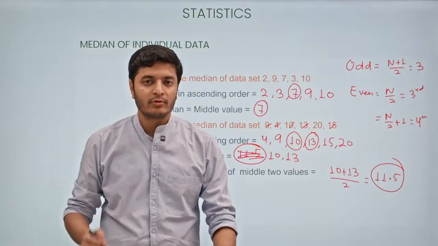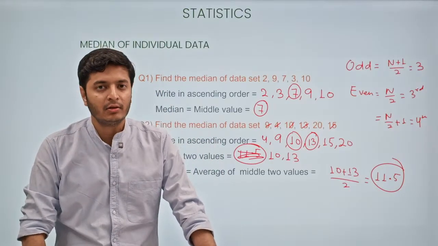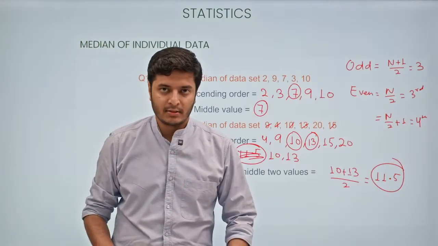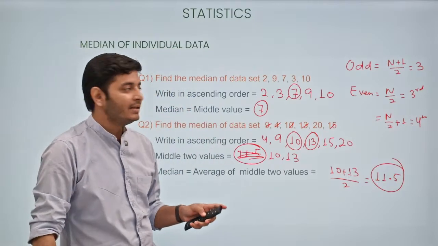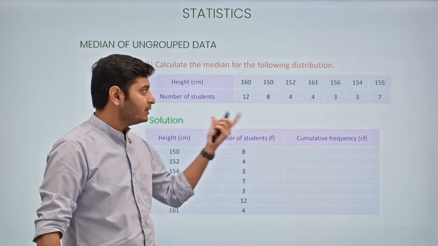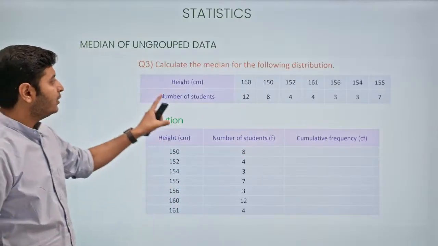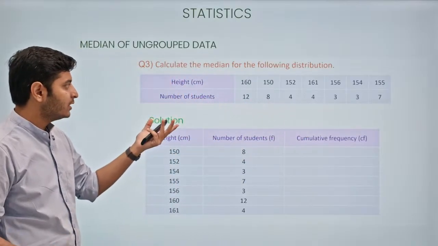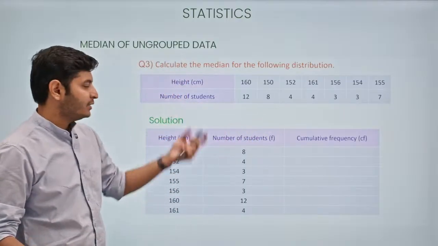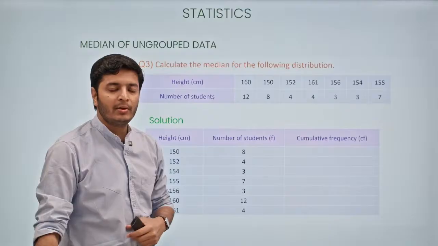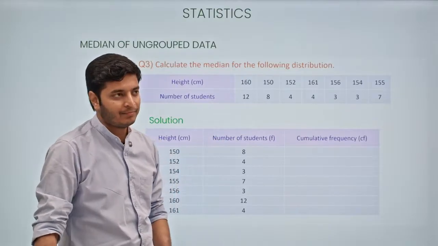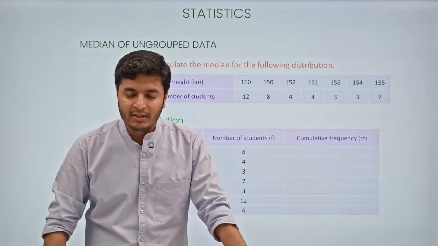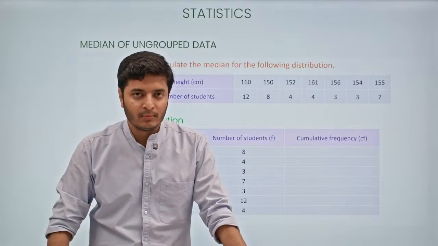So there are two different approaches depending on the number of observations that you are having in your data set. This is only problematic when you are dealing with an individual data set. This is not a problem when you are dealing with ungrouped data in a frequency distribution table. Now here in this table we are given the height of some students, and here it is written the number of students having that much height. The median is always the middlemost value.